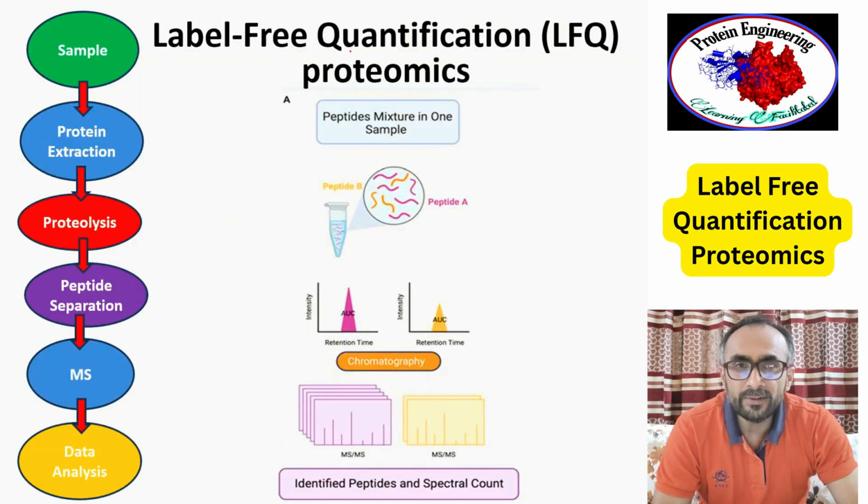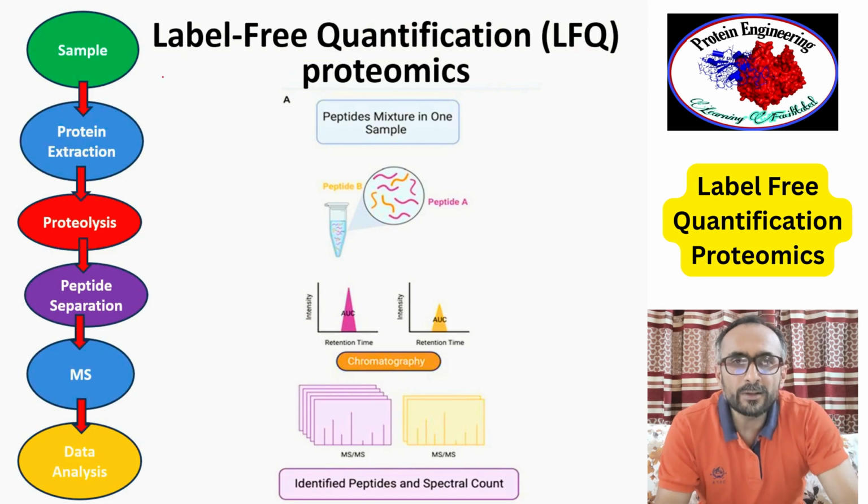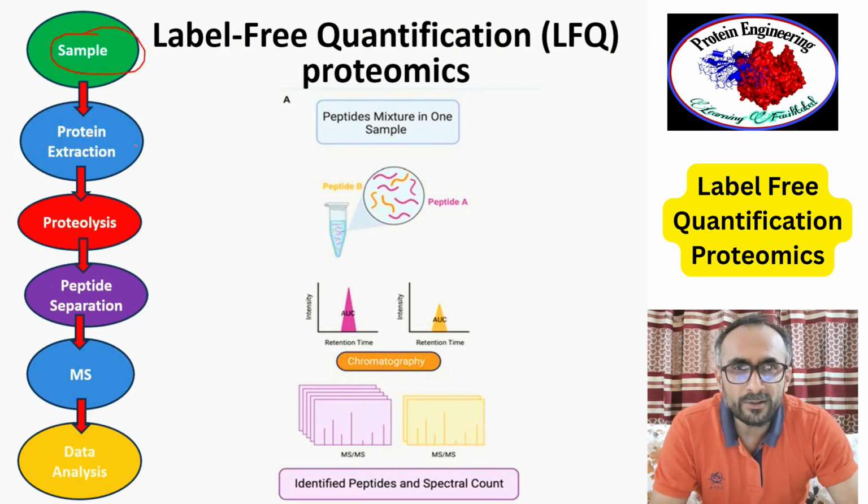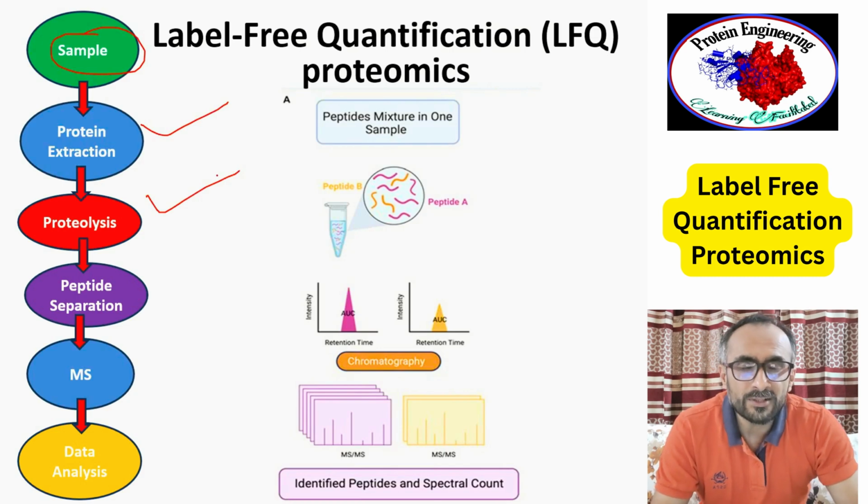So in label-free quantification, first a sample is prepared. For example, you want to do proteomic studies. You want to study all the proteins present in, say, liver tissue. So liver tissue is taken, and from liver tissue, all the proteins present in the tissue are extracted using different methods. After extraction of those 10,000s of proteins, those proteins are fragmented using enzymes, proteases.